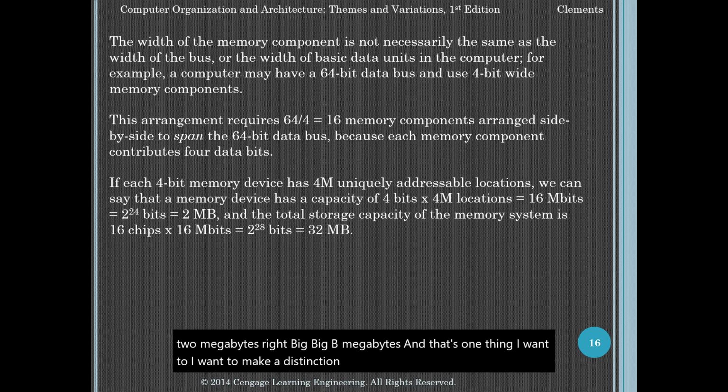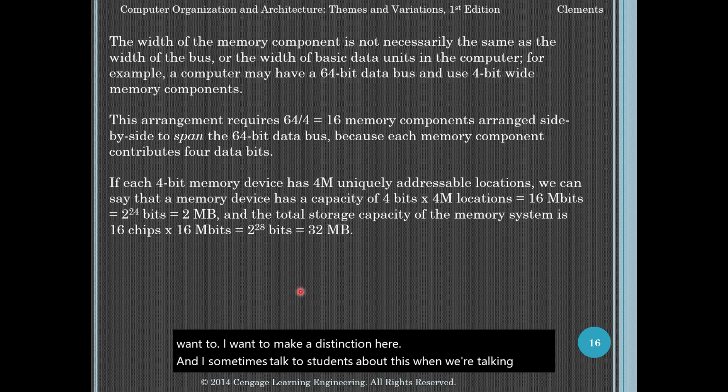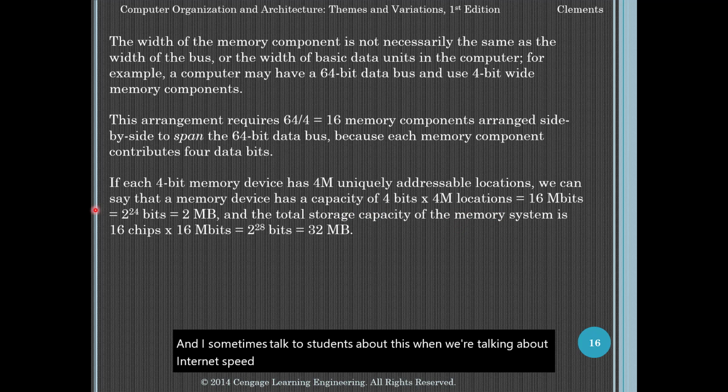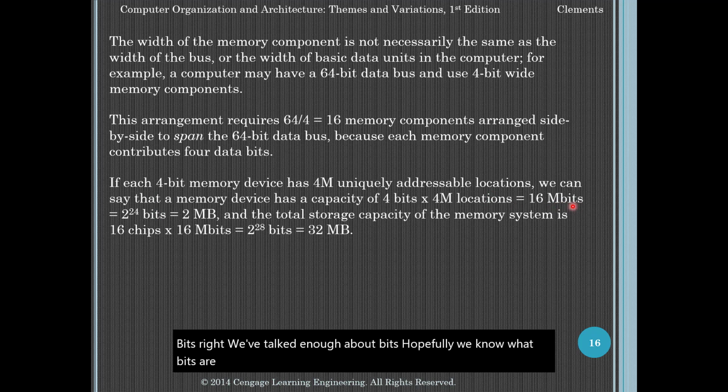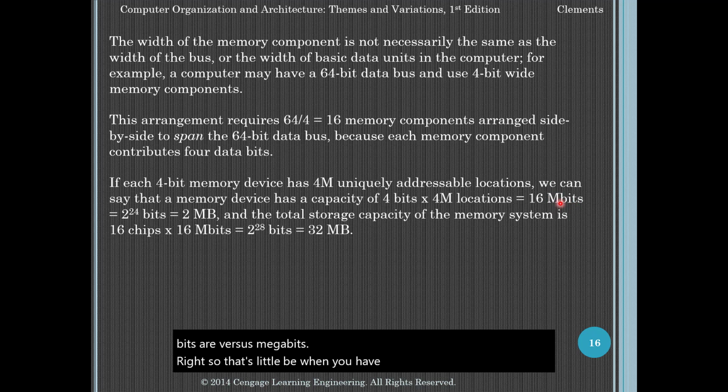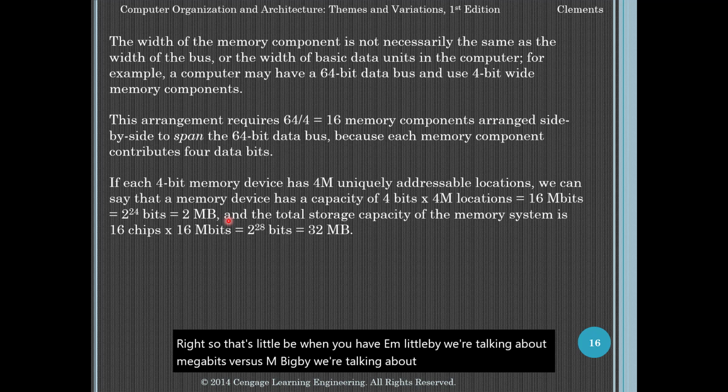I sometimes talk to students about this when we're talking about internet speed. So bits, right? We've talked enough about bits. Hopefully we know what bits are, versus megabits. That's little b. When you have M little b, we're talking about megabits, versus M big B, we're talking about megabytes. So remember the difference between a bit and a byte. There's clearly a difference between a megabit and a megabyte.